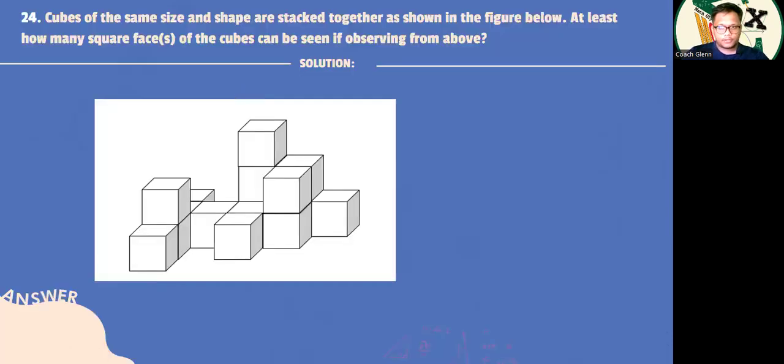Cubes of the same size and shape are stacked together as shown in the figure below. At least how many square faces of the cubes can be seen from observing above? So we're observing from above. So now let's try to count manually.